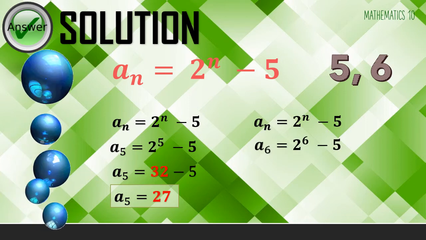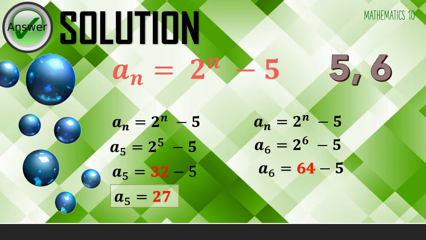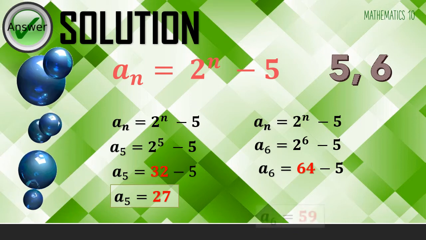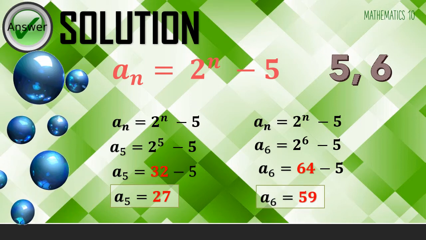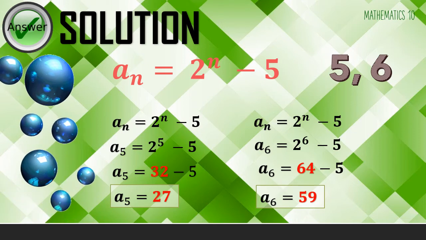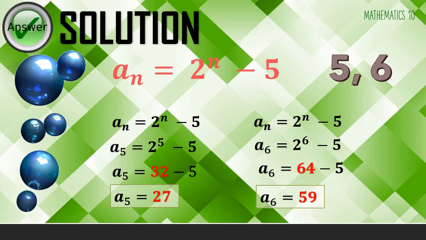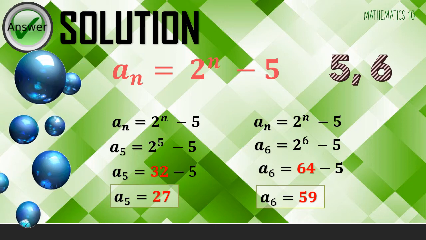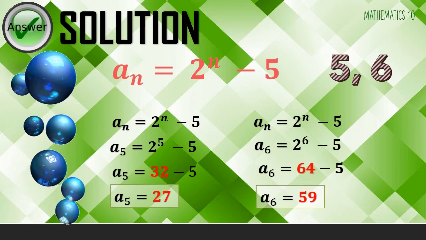So that means 2 raised to 6 is equal to 64. Then minus 5 will get a sub 6 equals 59. So therefore, our answers are 27 and 59.